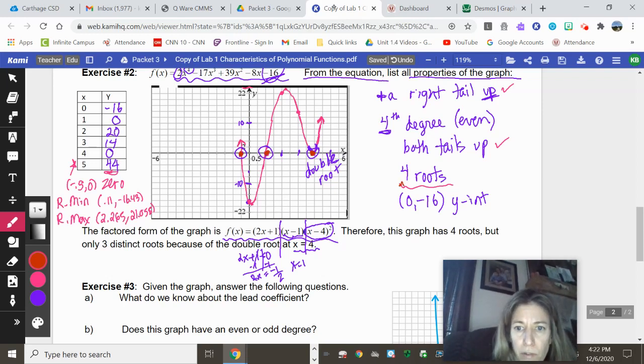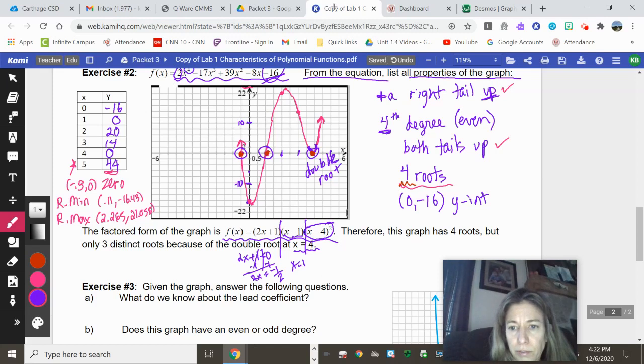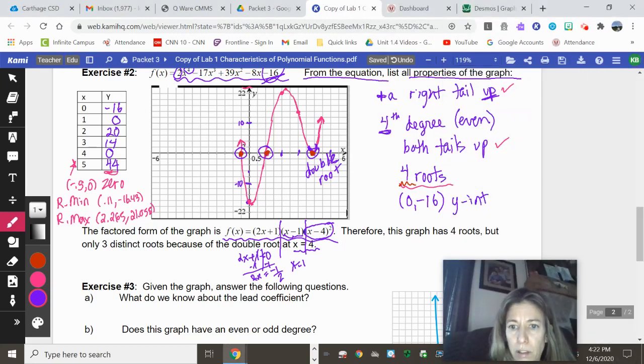So really all 4 roots, they're all real. But there's only 3 distinct roots because one's a double root.